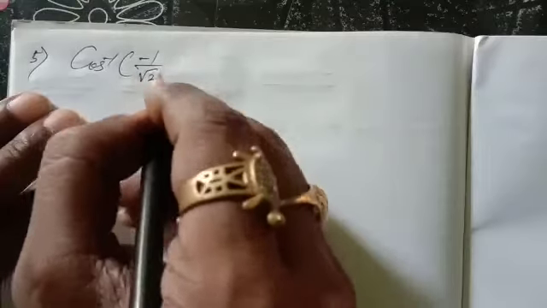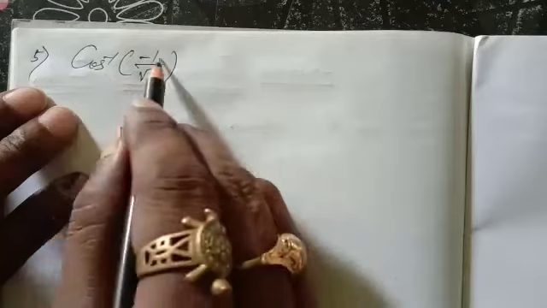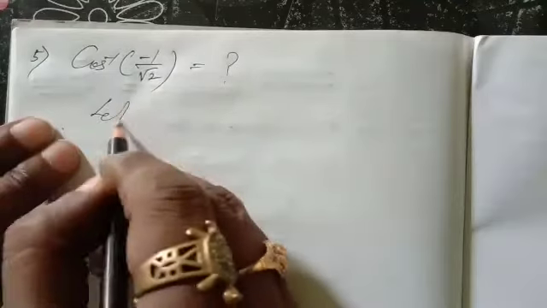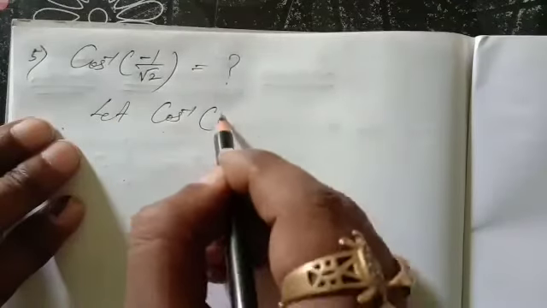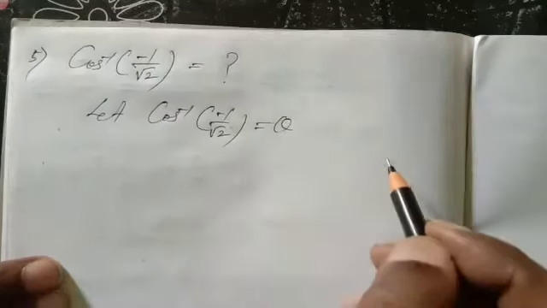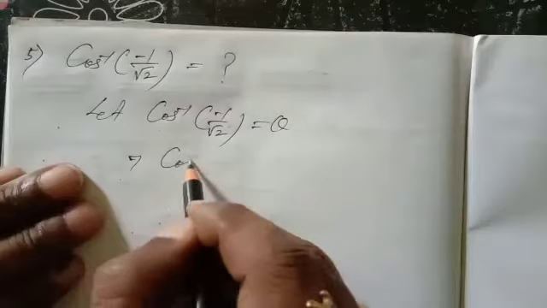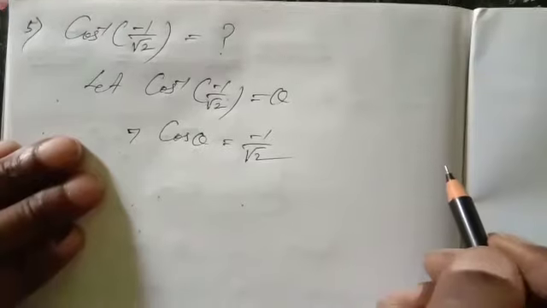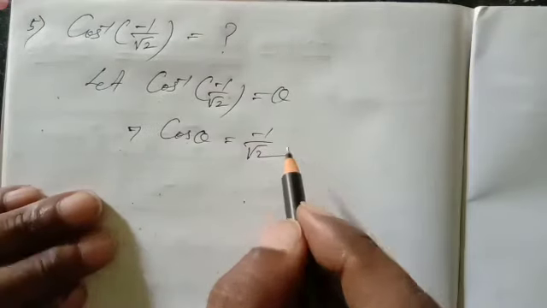Question number 5. It is given cos inverse minus 1 by root 2. If the question is like this, you have to find for what angle the answer is cos inverse minus 1 by root 2. For this question, let cos inverse minus 1 by root 2 be theta. We don't know the value, so let the angle be theta. So this implies cos theta is equal to minus 1 by root 2.